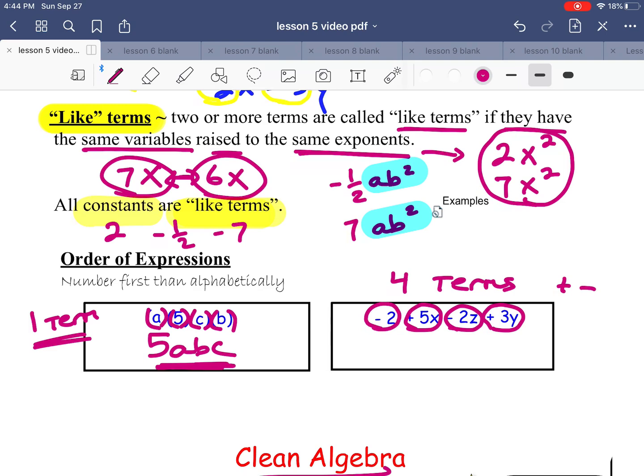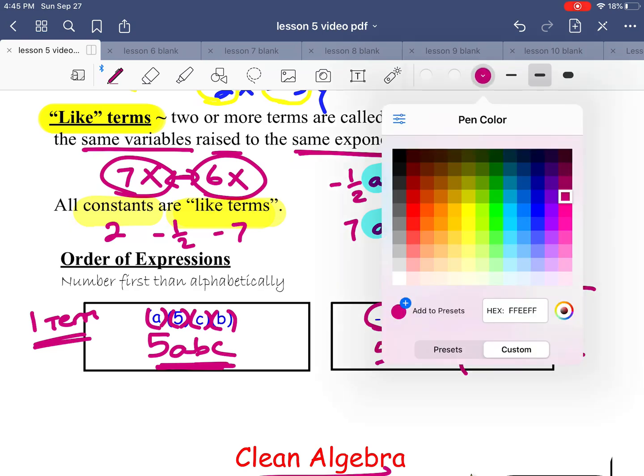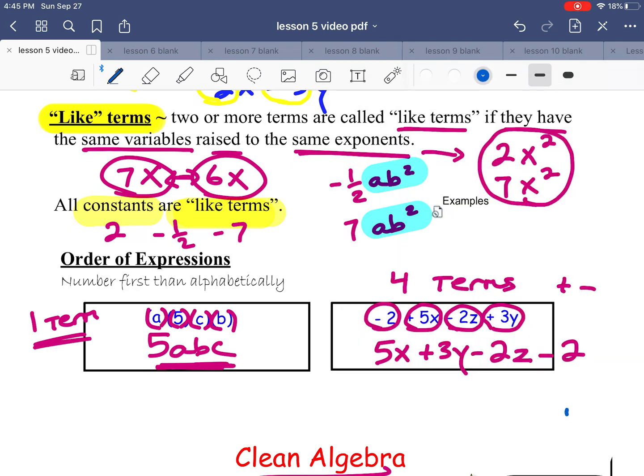So here when I want to rewrite this, I want to write everything in alphabetical order with the variables first. So 5x, I don't have to put that plus in the front. It's the beginning of my sentence, my expression. And then I'm going to put y next, plus 3y minus 2z. And then I have a minus 2. The constant goes at the end. So I do want to emphasize that. Constant at the end. Constant goes at the end.